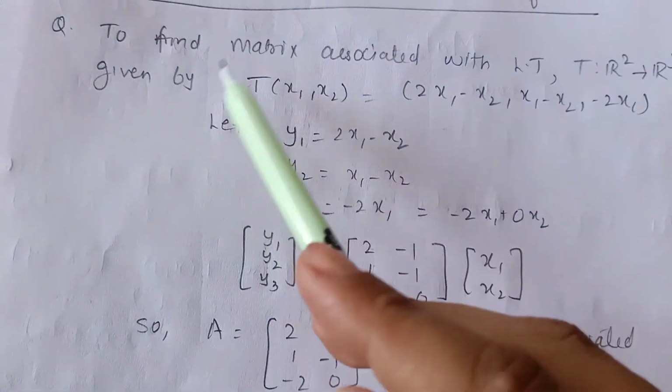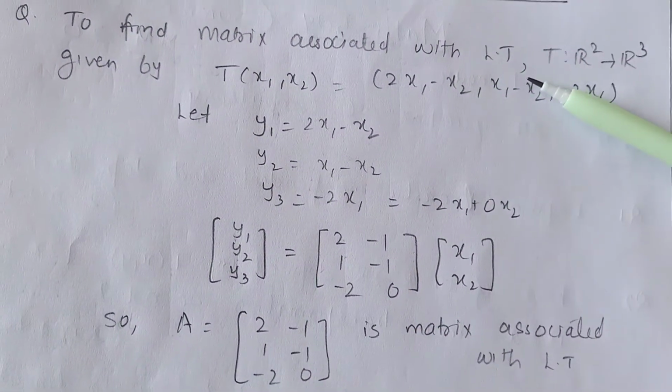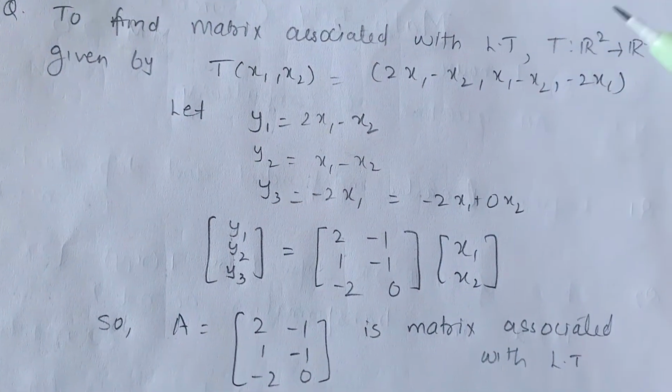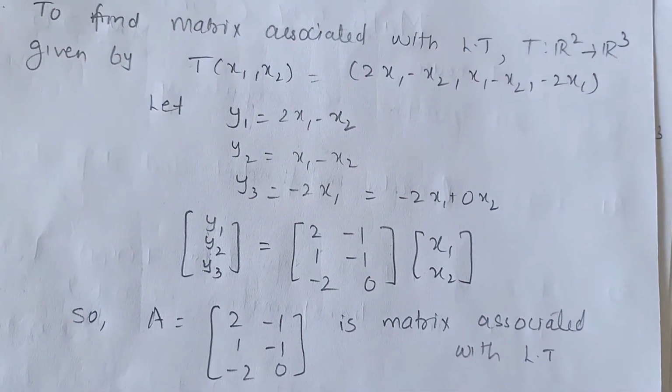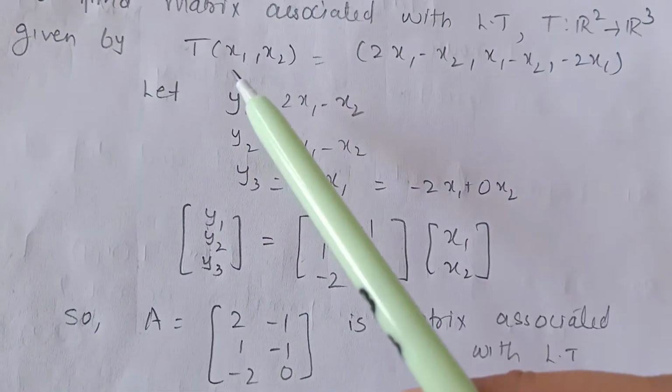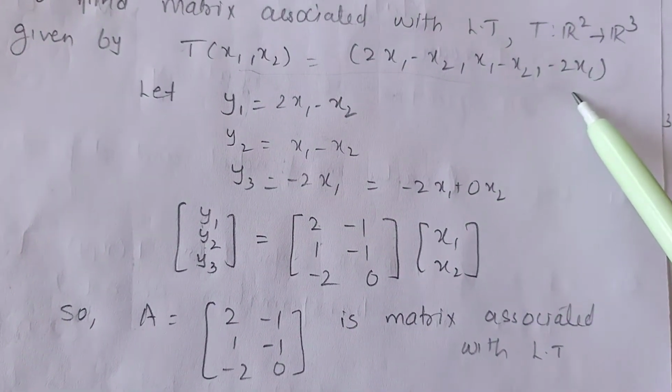Next, I am moving on to finding a matrix associated with the linear transformation. To every linear transformation, there is a matrix associated with it. Let me show you how. Suppose this is a linear transformation.